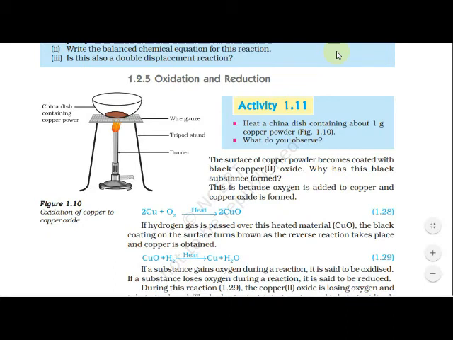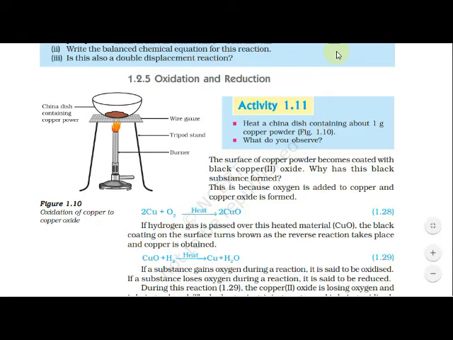A burner is also there to heat the copper powder. What will happen after heating? Copper is heated here. The surface of the copper powder becomes coated with black copper oxide. Means the reddish copper powder becomes coated with black copper oxide. Why has this black substance formed?